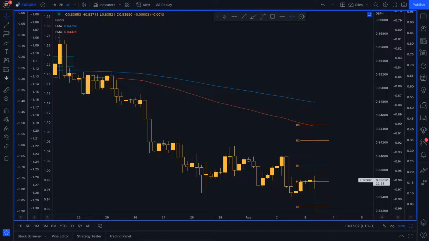Max says, I took this euro pound long. Very good, Max. If you worked that out, well done you. Do you know what I mean? Kudos to you, Max, for that.